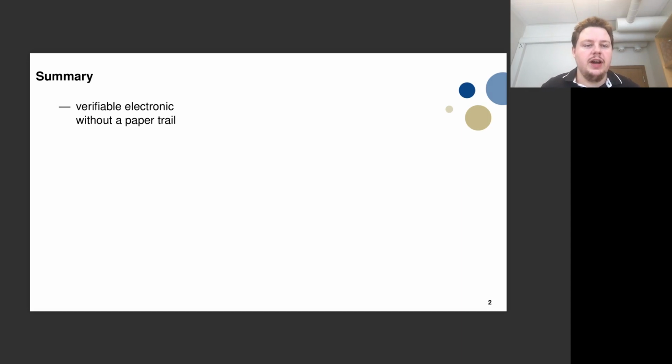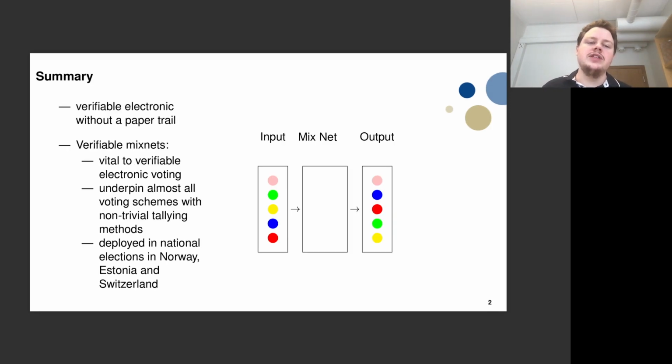So, just a brief clarifier before I begin: in this talk, what I'm really trying to talk about is verifiable electronic voting without a paper trail. So we're talking about what is sometimes referred to as online voting. We're not talking about the myriad of electronic voting systems which have electronic components but are, in some sense, paper-based. So in these online voting systems, you have things called verifiable mixnets.